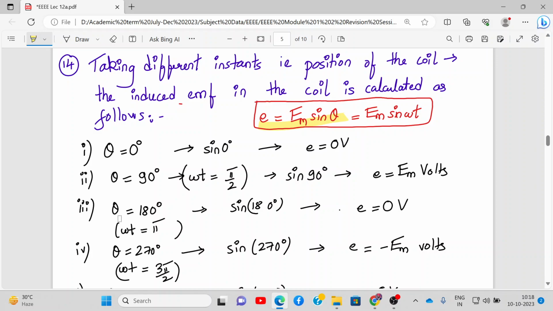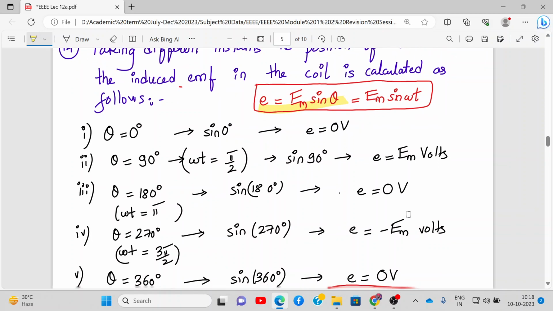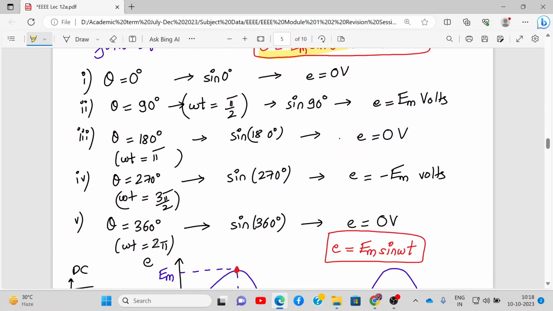Now if theta is 180, sine of 180 will be 0. Again, the induced EMF will be 0. If theta is 270 degrees, sine of 270 degrees is minus 1. So E will be minus Em. And if theta is 360, again sine of 360 is 0.